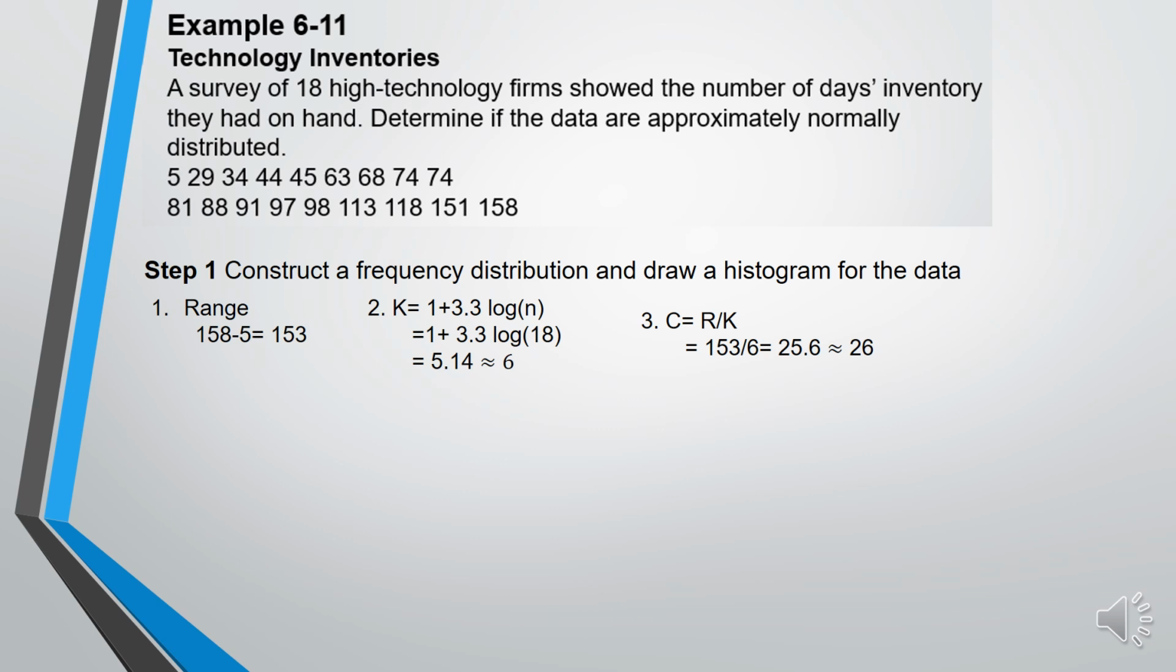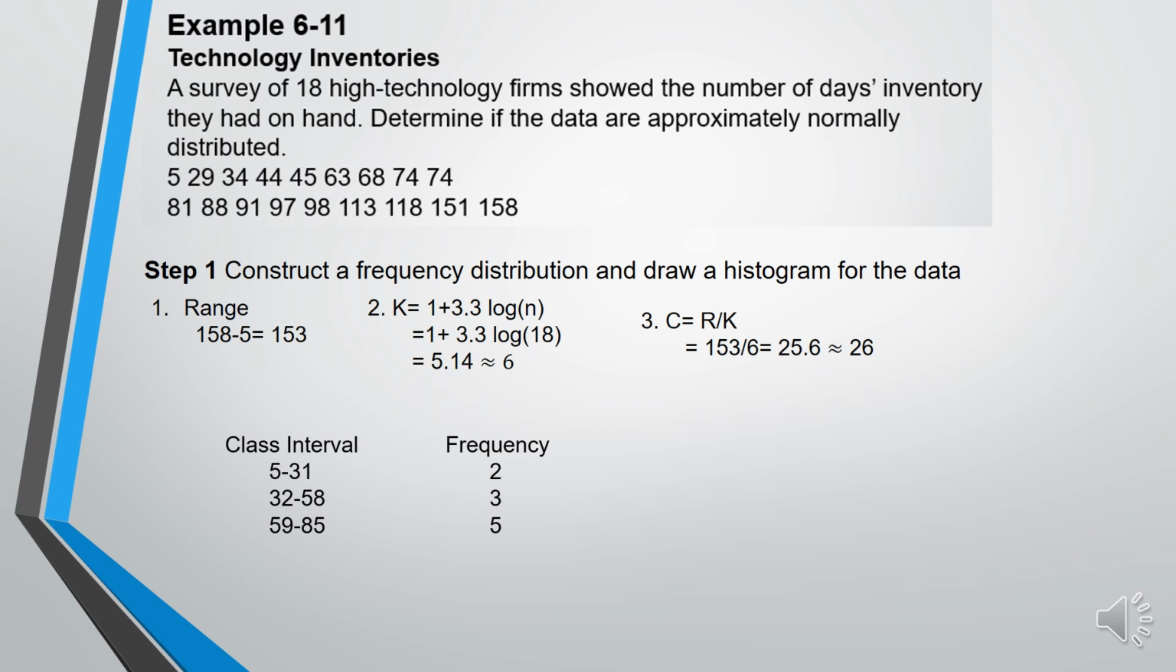So, class interval. Let's start with 5 because this is the lower value. So 5 plus 26 is equal to 31. The frequency is just based on the data above. So 2, because two values fall within 5 and 31. Next is 32 plus 26 is 58. So the frequency is 3. So 59 plus 26 is 85.